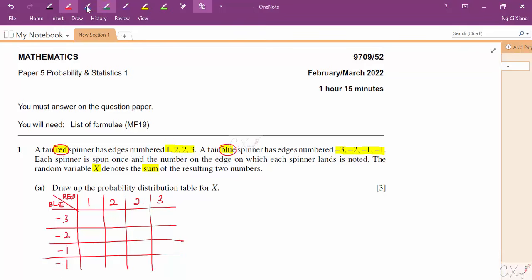Then we will fill in all the possible results inside the cells, and in all the cells we focus on the sum of the resulting two numbers. As an example, for this particular cell, we get a 1 for the red spinner and -3 for the blue spinner. So the sum of these two numbers will be -3 plus 1, which is -2. The same thing happens for the second cell: -2 plus 1, which is -1. We do the same thing for the rest of the cells in this table: -3 plus 2 gives -1, and then 0, +1, +1. The same thing happens here.